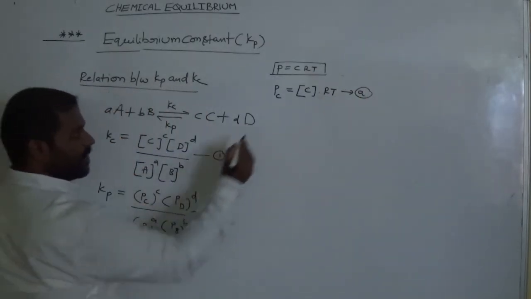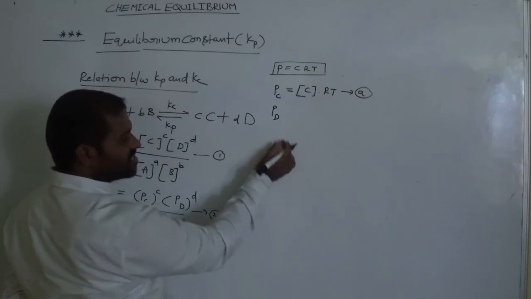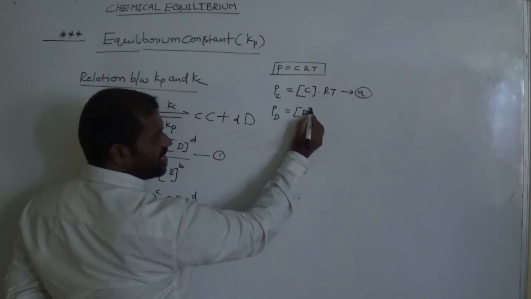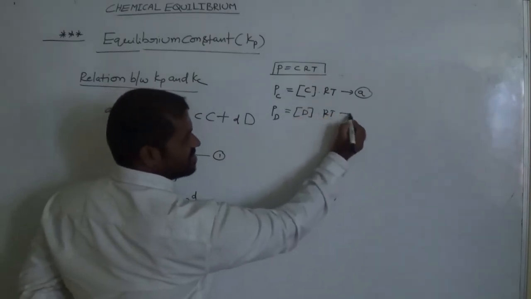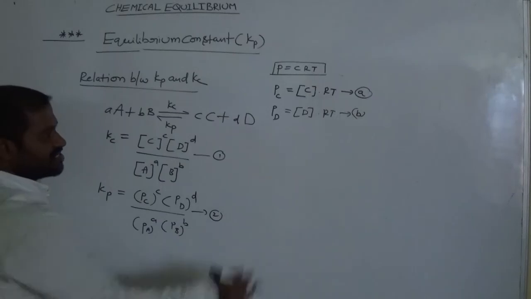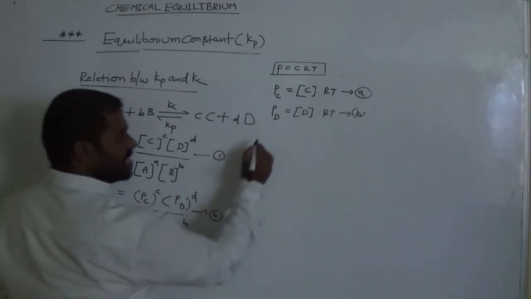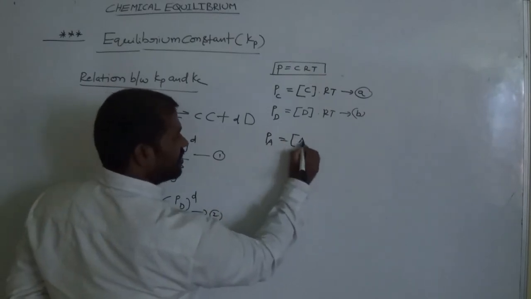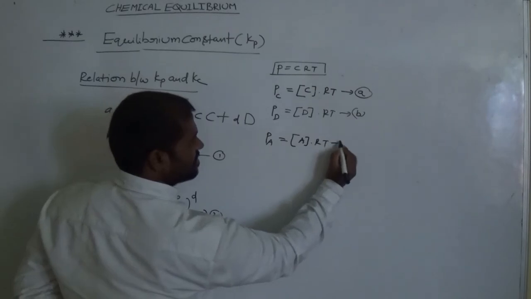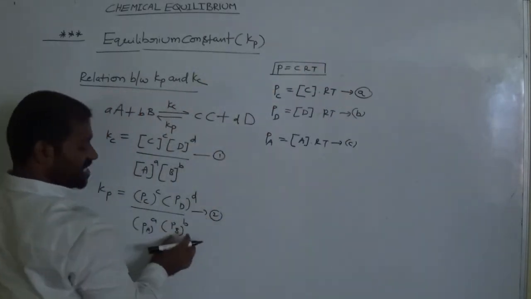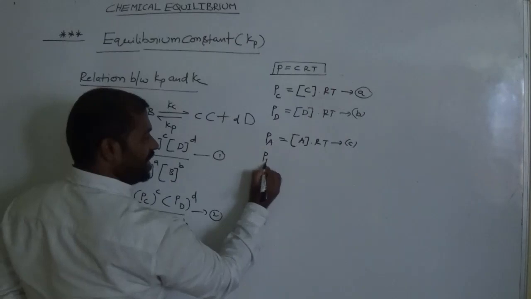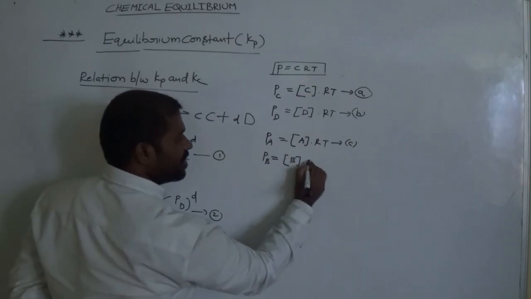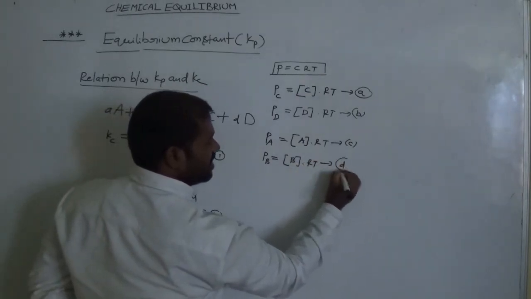So come to PD, the partial pressure of D. What is the product term here? D. So now the concentration of D in the square bracket into RT. This is b. Am I right? So come to the remaining terms, PA. What is the term here? A. So the concentration of reactant A into RT. This is c. Am I right? So come to the last one, PB. The partial pressure of B is related to the concentration of B into RT. This is d.